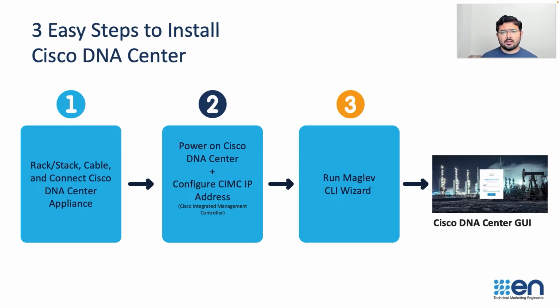And once you do that, you're going to power on and then configure the Cimc IP address on it so that you can use the Cimc web UI and then access the KVM console. From the KVM console, run through the Maglev wizard, and at the end, you'll be able to see and log in to the Cisco DNA Center web UI.